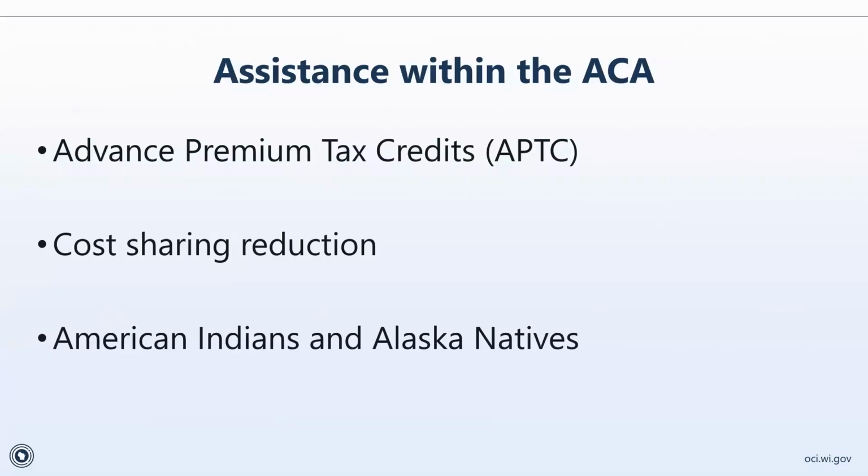The ACA provides a federal tax credit to help individuals and families afford health coverage purchased through the health insurance exchange. The premium tax credit can be taken in advance to offset the monthly insurance premium or in the form of a refund at the end of the year.